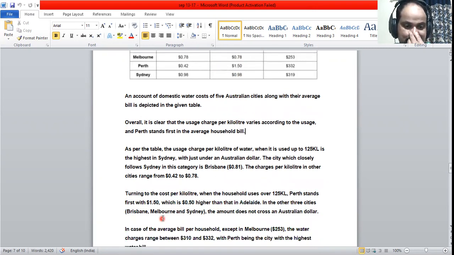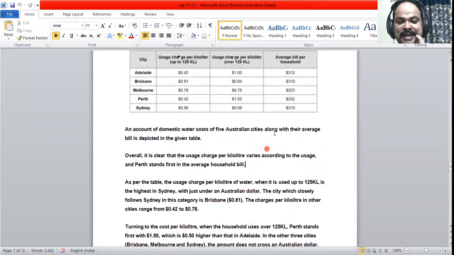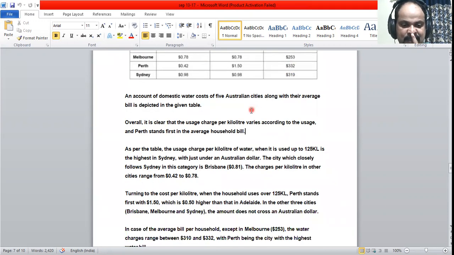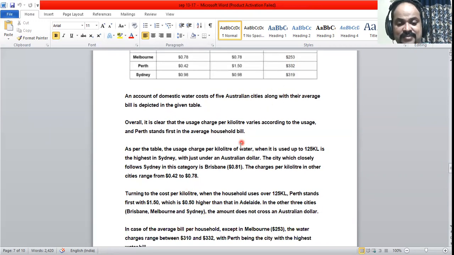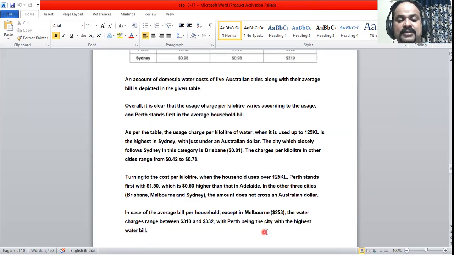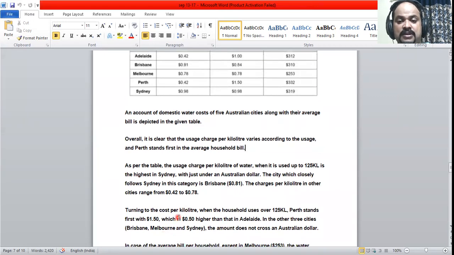Now in case of the average bill per household, except in Melbourne, that is $253, the water charges range between $310 and $332, with Perth being the city with the highest water bill. So that is the thing here.